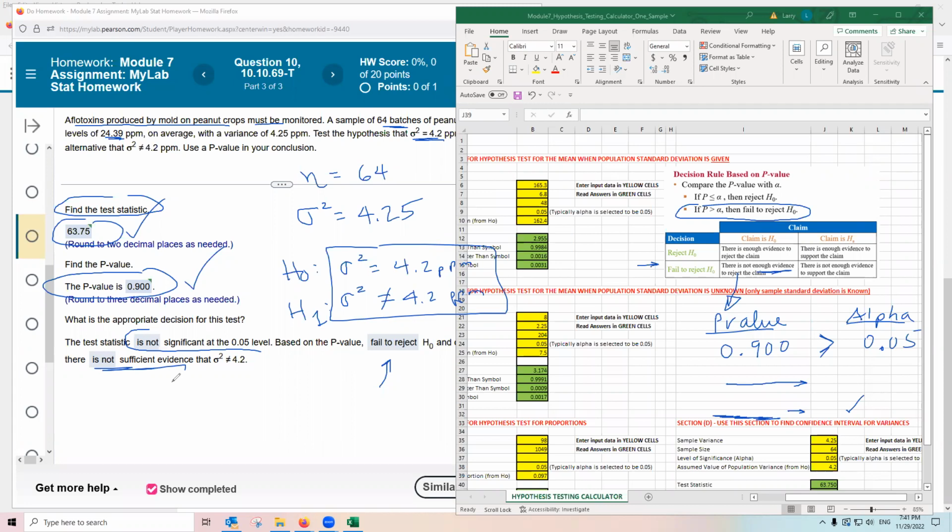Okay, folks, I hope this Excel calculator is helpful. It will calculate the test statistic and the p-value for you for these hypothesis testing examples. All right, let me know if you have any questions as you're working here in Module 7.